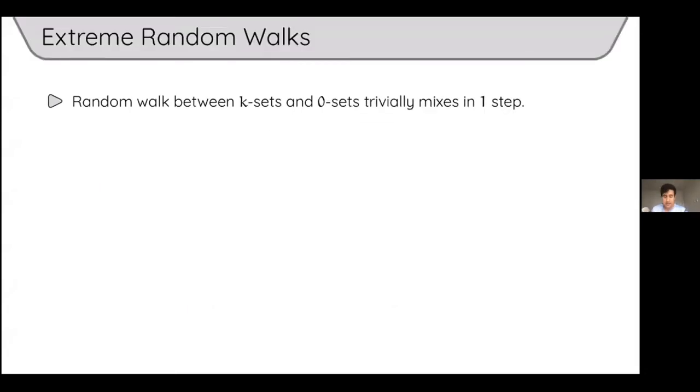Okay, so there's actually nothing stopping you from going beyond k minus 2. You can do a random walk between k and k minus 3, k and k minus 4, all the way to even, let's say, k and 0. So a random walk between k and 0 sets would just drop all of the vertices and then color them back up according to the weight of the resulting configuration. So it mixes in just one step.